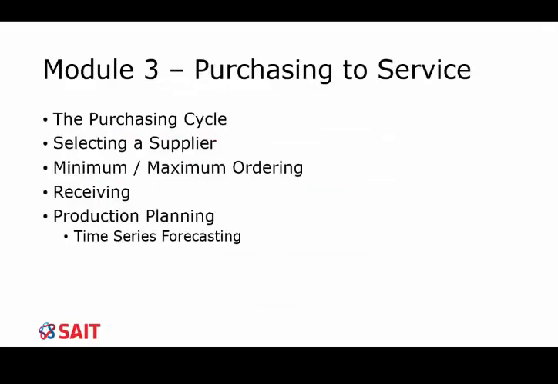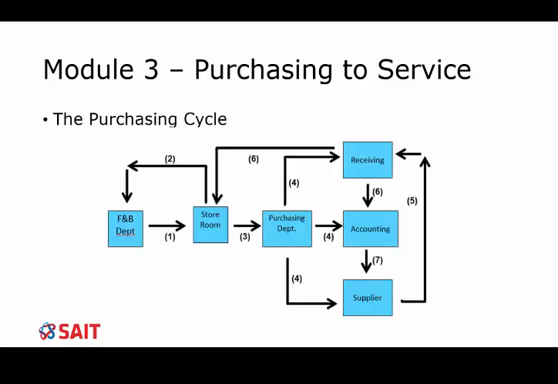Okay, on to Module 3. We looked at purchasing to service. We spent quite a bit of time talking about the purchasing cycle and how to select the right supplier. We introduced minimum maximum ordering. We talked about receiving and all that's there, and then production planning and time series forecasting is how we brought this to a close.